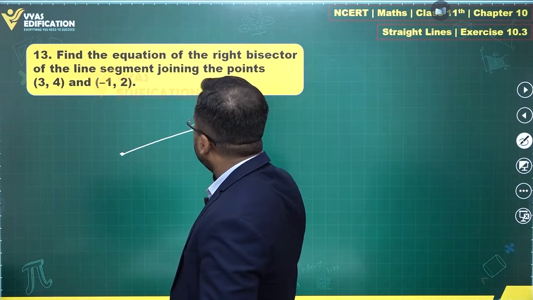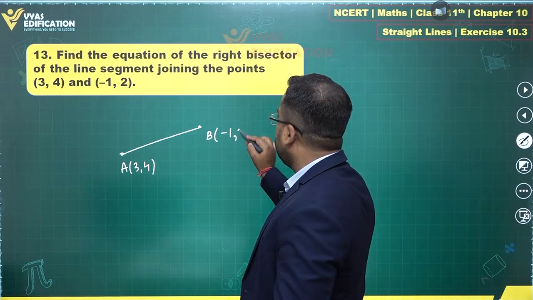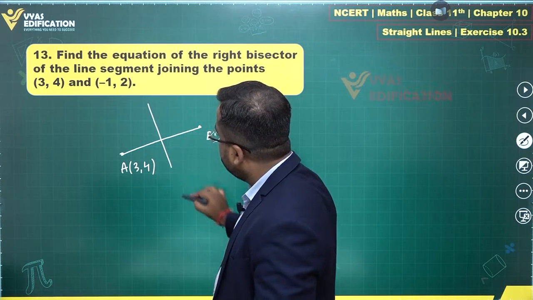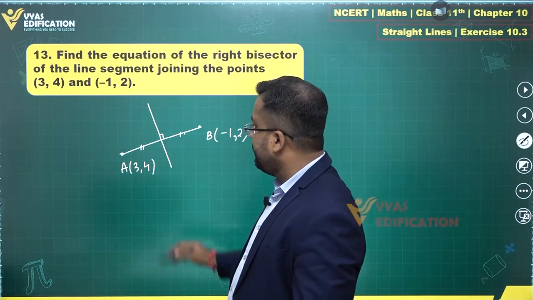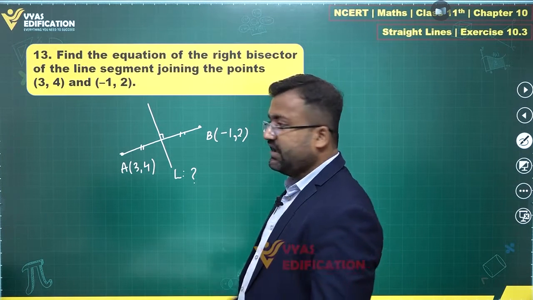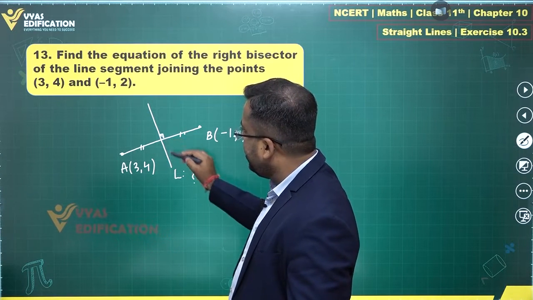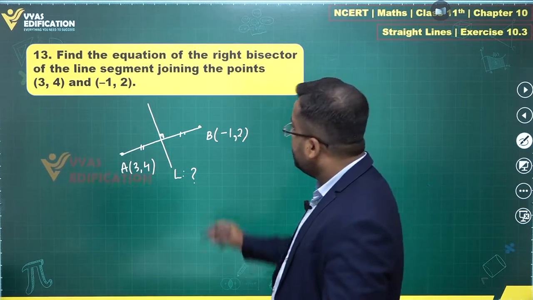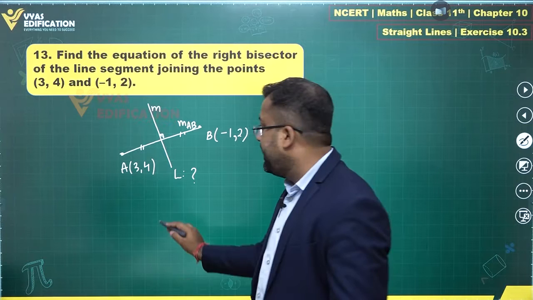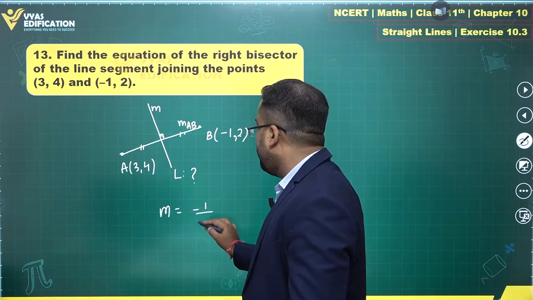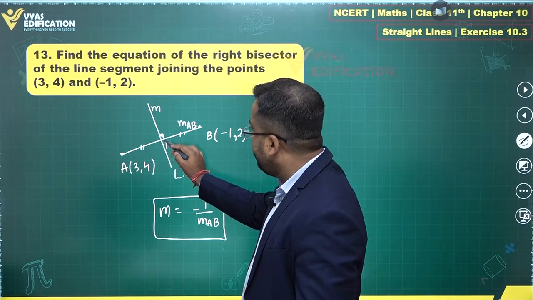There are 2 points. Point A is 3, 4. Point B is -1, 2. And you're looking at the perpendicular bisector, the right bisector, which is this line L, which is to be found. It bisects the line segment joining these 2 points, and it is at right angles to this line segment AB, right? So if this is the slope of AB, this is the slope m, I have a relation between m and m of AB. m is equal to -1 upon m of AB, since the lines are perpendicular. Okay. And do I have this point P as well?